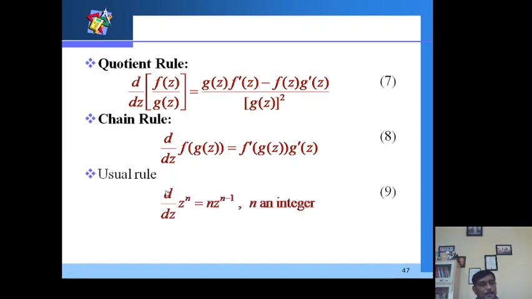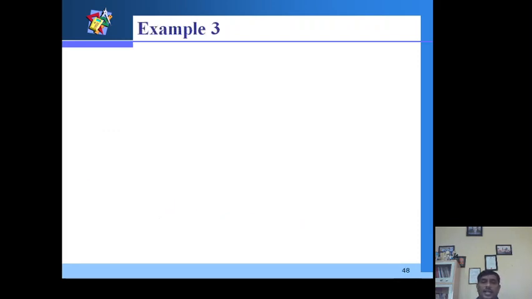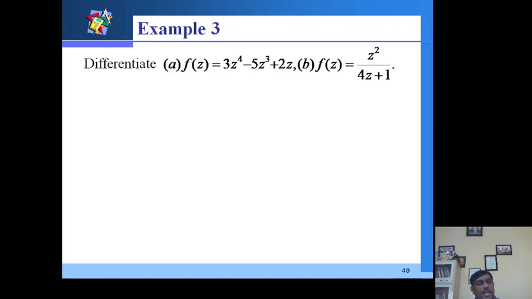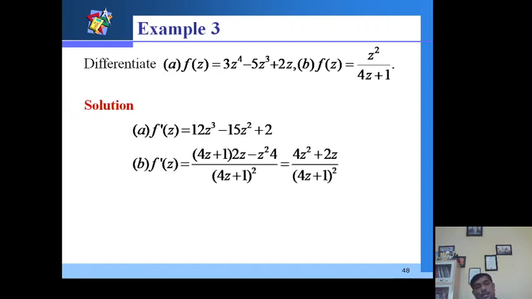And d by dz of z power n is a standard form, n into z to the power of n minus 1, where n is an integer. Here are some simple examples about the differentiability of functions. Here f of z is equal to a polynomial function 3z to the power of 4 minus 5z cube plus 2z, exactly on similar lines to what you learned in your real analysis. In the same way here also we differentiate, but here all polynomial functions are continuous in general. Here f dash z is 12z cube minus 15z square plus 2.